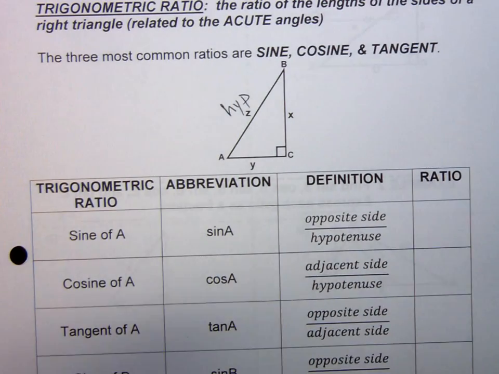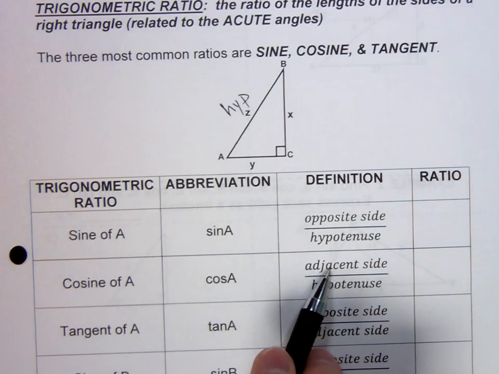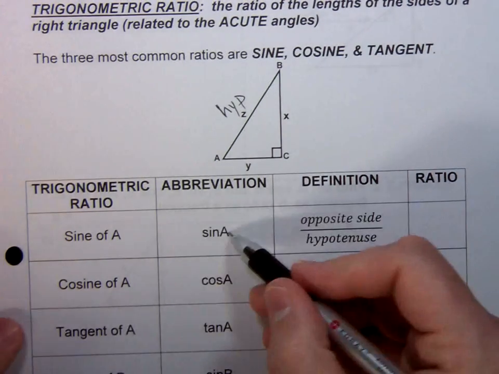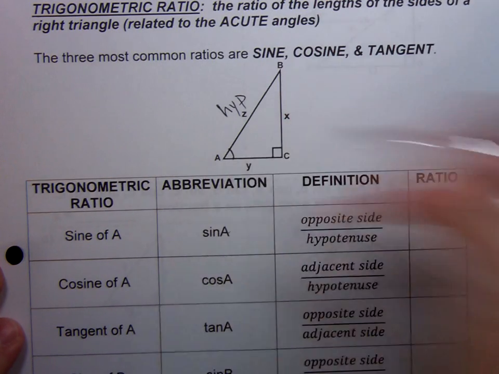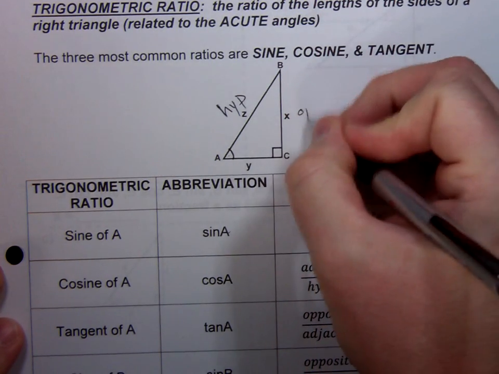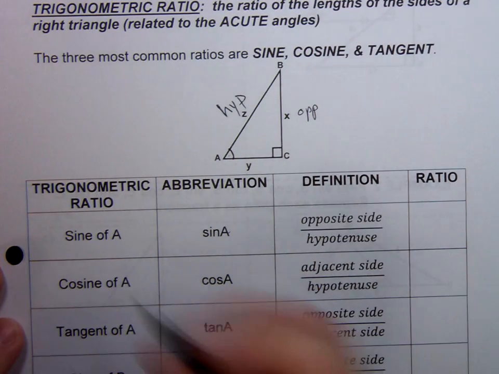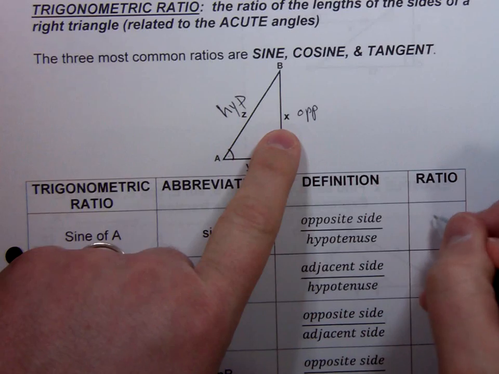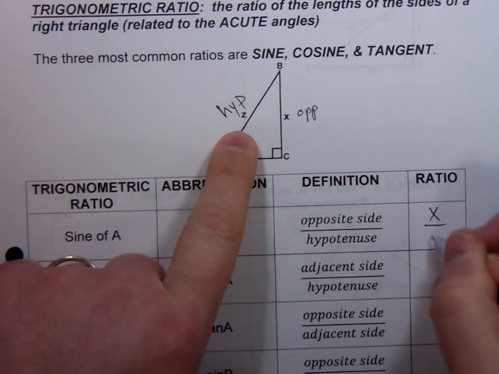It's the longest side of the right triangle, so z is the hypotenuse. Now, which side is opposite and which side is adjacent, as we'll talk about later, is determined based on the angle. So if we're doing angle A, the side opposite angle A is x. So this is the opposite side. For the sine of angle A, it's opposite over hypotenuse. Opposite is x, the hypotenuse is z.